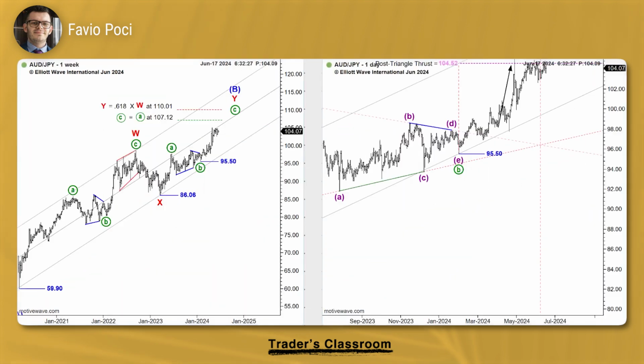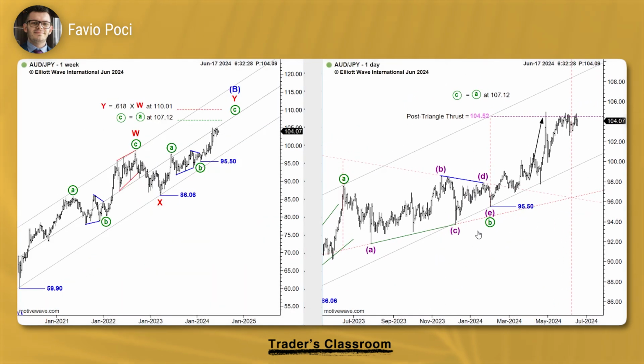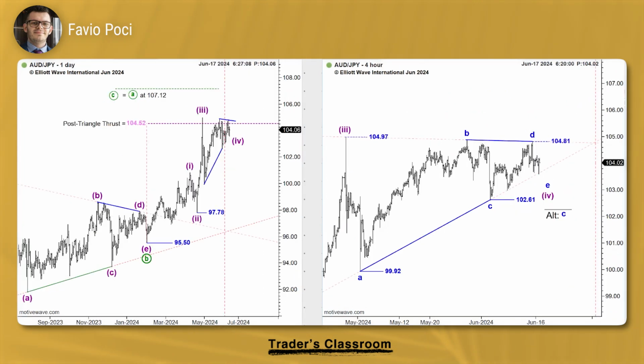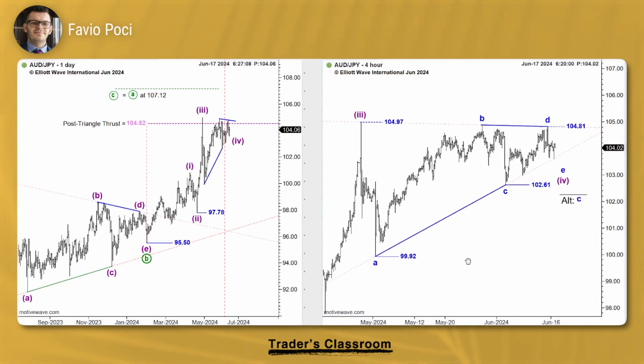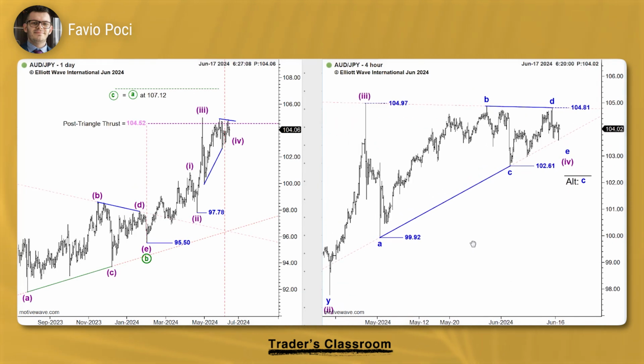This is how I have managed to engage and think within this post-triangle thrust, remain flexible, consider options based on their probability, personality, by using channeling, Fibonacci ratios. Mostly these two are very important when it comes to making trading decisions with the wave principle.